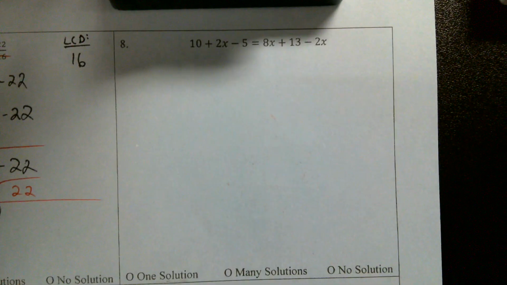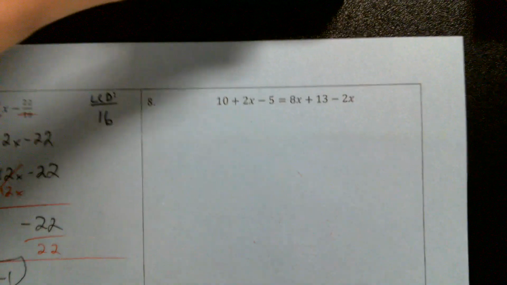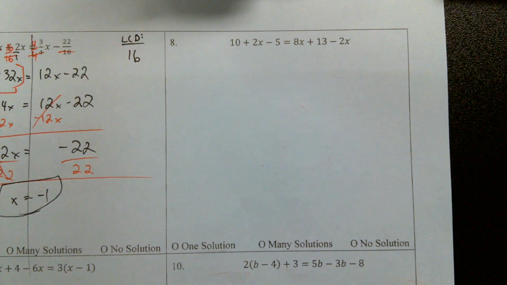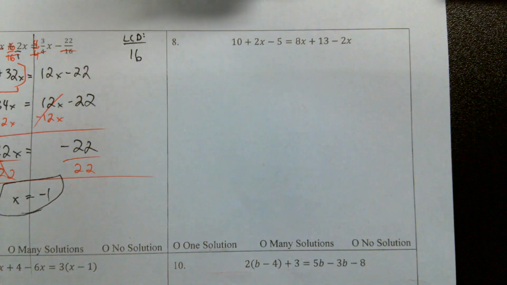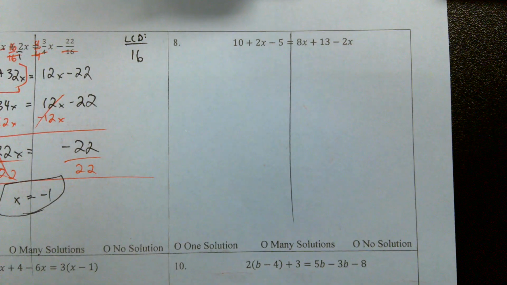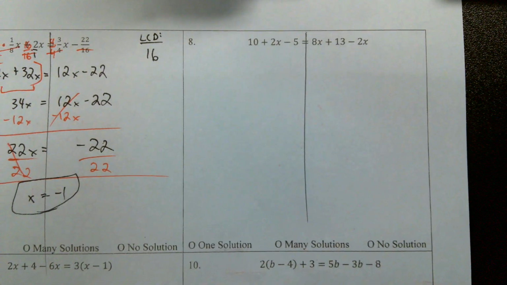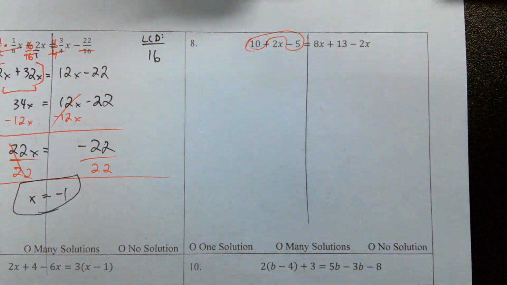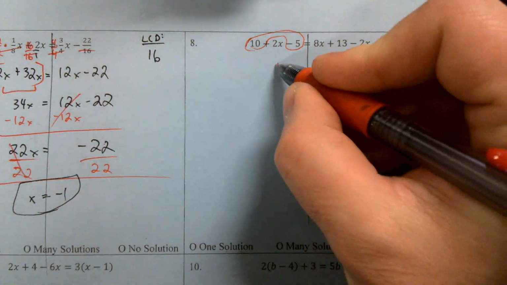Number 8. No distributing to do, no fraction breaking to do. There's a whole bunch of terms. I know I need to combine at least some of them. What can I combine on the left? 10 and negative 5. That's going to give me 5.